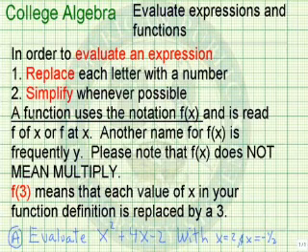Now we're going to run into function notation that looks like f with an x next to it and is read "f of x" or "f at x." Another name for f of x is almost always y. Please note that f of x does not mean multiply. If we see an f of 3, 3 is the x value. It means that each value of x in your function definition is replaced by the number 3.